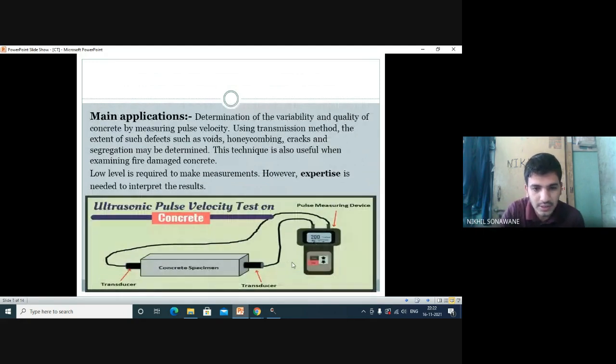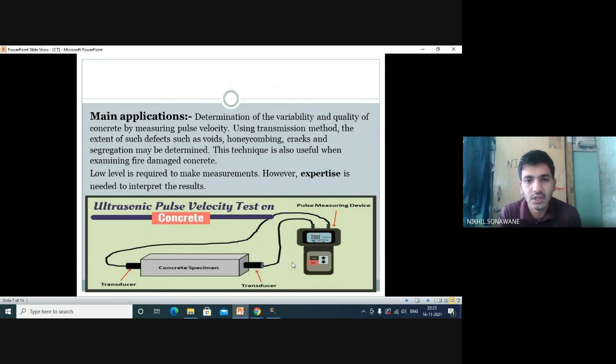In this image it is the direct technique, which is considered the most effective. In another technique, like the surface technique, the two transducers are kept on the upper surface of the concrete, which is found to be less effective. So the direct one is most effective.